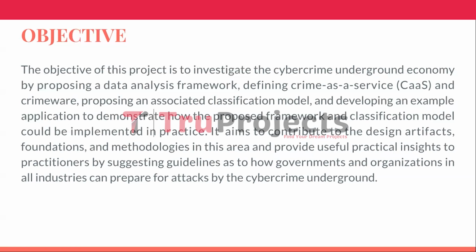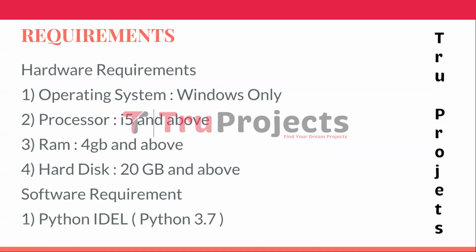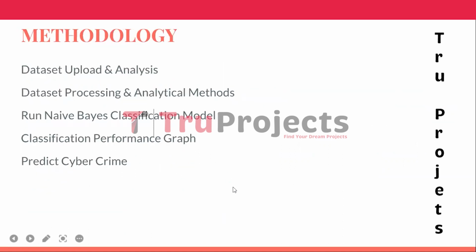from the cybercrime underground. The basic requirements needed to build this project are operating system of Windows, processor of i5 and above, RAM of 4 GB and above, hard disk of 20 GB and above. Software requirement: Python IDE with version 3.7. These are the modules that are implemented to build this project.